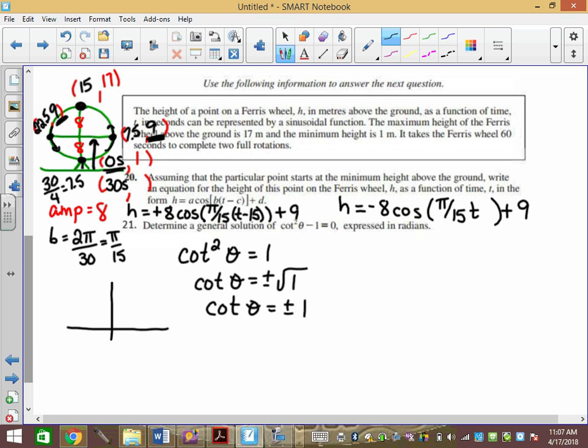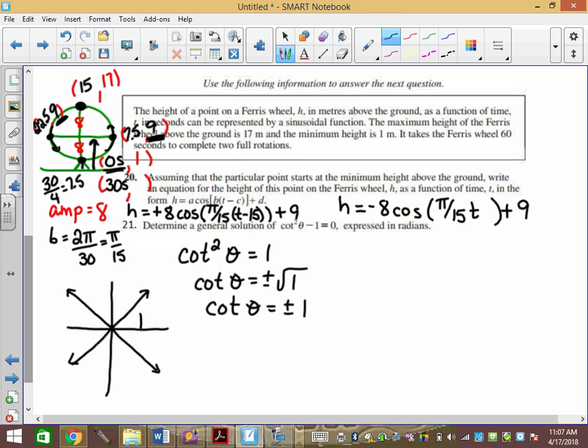Remember, tan theta equals plus or minus 1 at the 45s? Cotan's just flipped, so it's going to equal plus or minus 1 at the 45s. It's the same thing. If you take 1 and you flip it, it's 1. If you take negative 1 and you flip it, it's negative 1. So it's going to be here, here, here, and here.